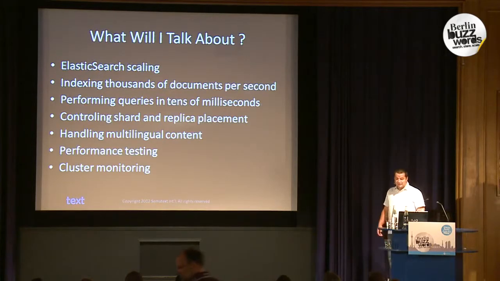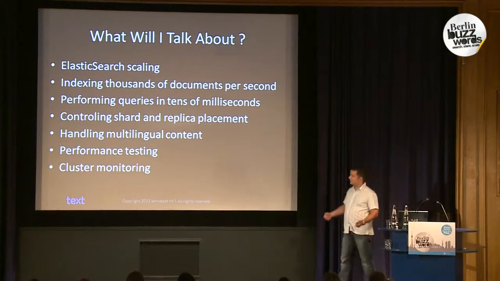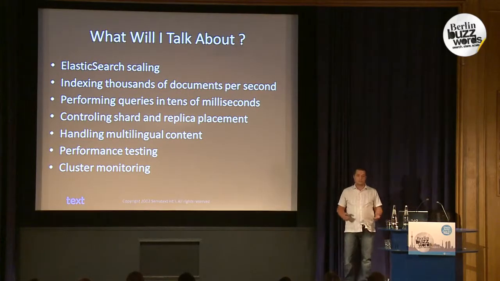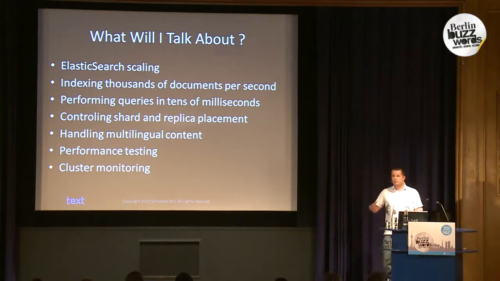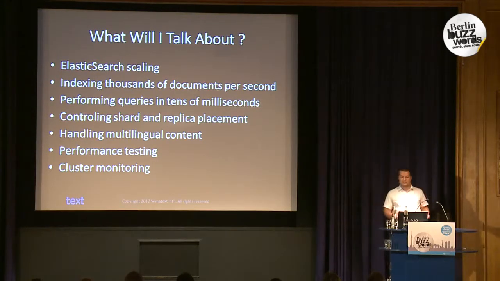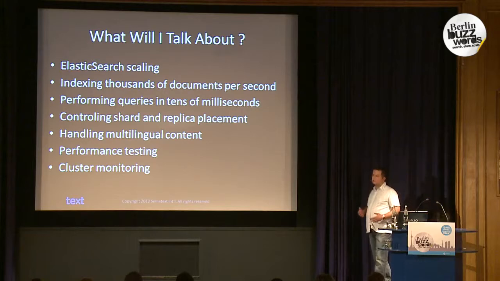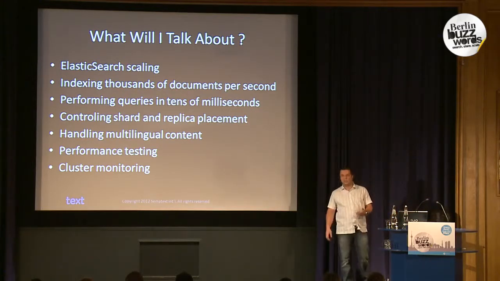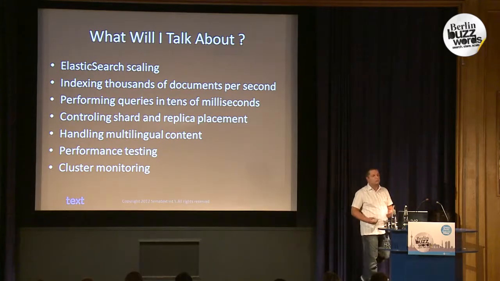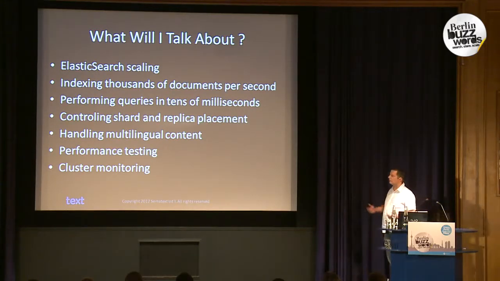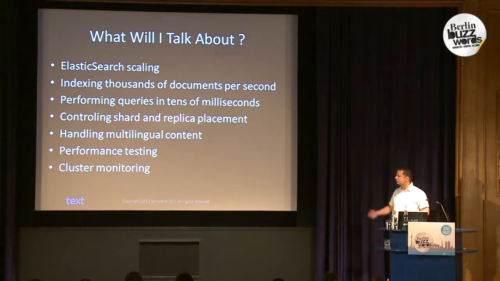Let's skip it. What we'll talk about today is Elasticsearch scaling, how we did it for one of the recent clients, how we index thousands of documents per second while performing queries in tens of milliseconds. While doing that, we had to control shards and replica allocation, handling multilingual content and queries, while doing, of course, performance testing and cluster monitoring to see if everything is okay.